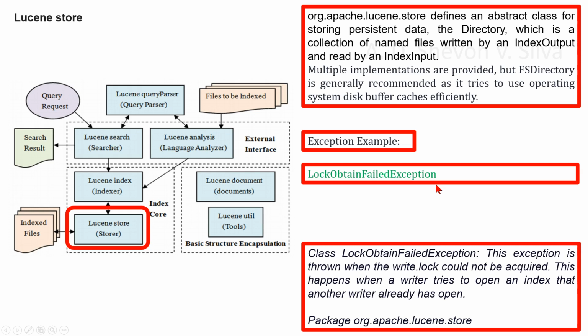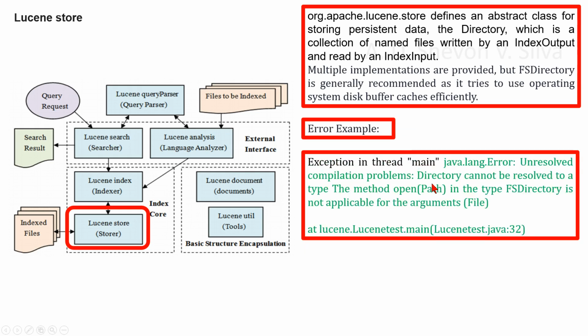org.apache.lucene.store. As an exception example, we can consider LockObtainFailedException. This exception is thrown when the write.lock could not be acquired. This happens when the writer tries to open an index that another writer already has open. This is in package org.apache.lucene.store.